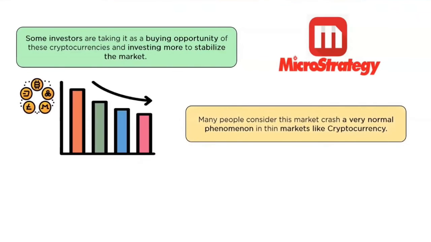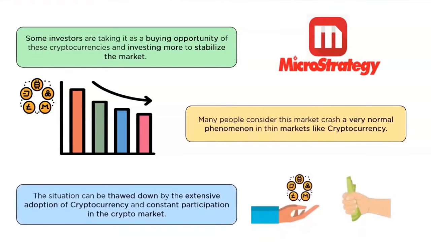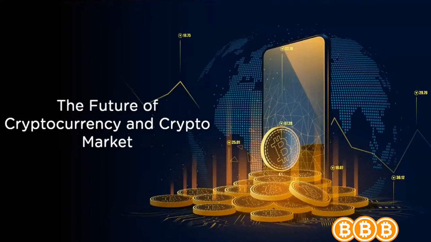Many people believe that what we witnessed in the last few days was the liquidation of the leverage, long positions followed by a panic sell-off, and is considered a very normal phenomenon in thin markets like cryptocurrency. They believe that this situation can be thought down by extensive adoption of cryptocurrency and constant participation in the crypto market. Well, this whole scenario makes me question what the future cryptocurrency and crypto market holds.